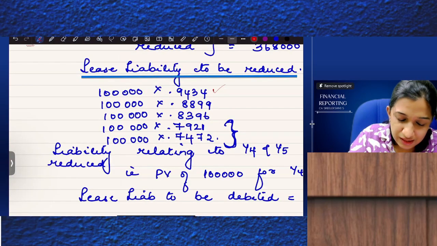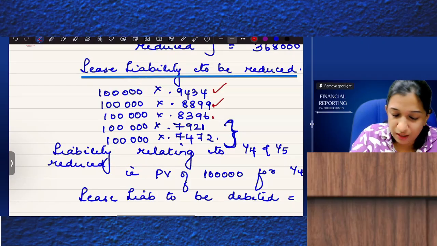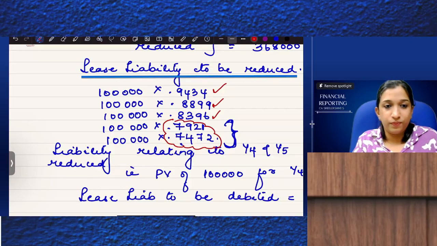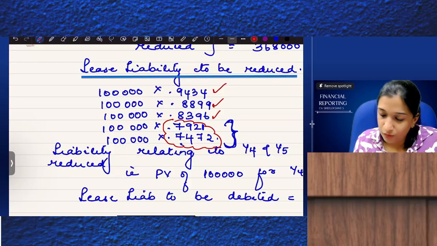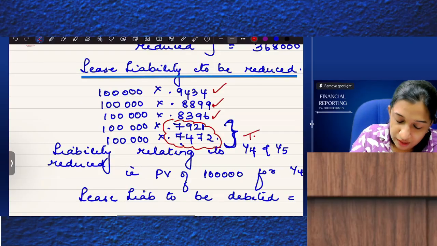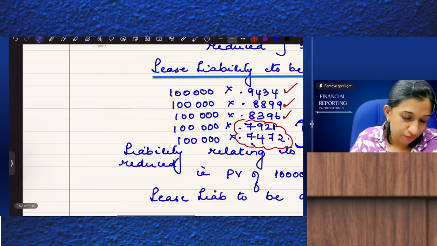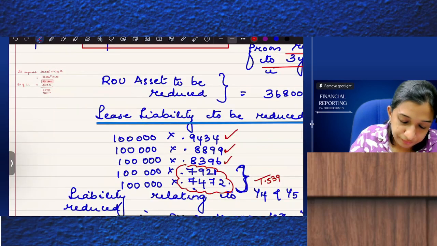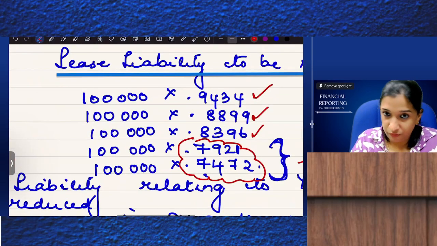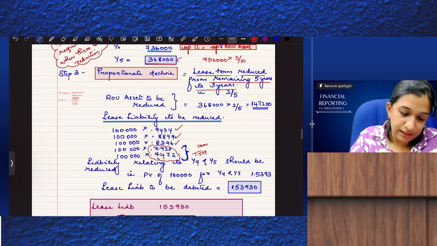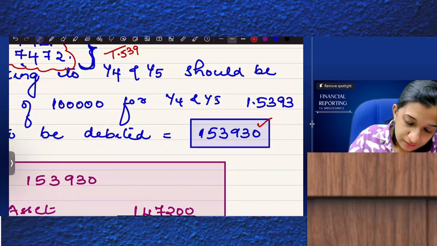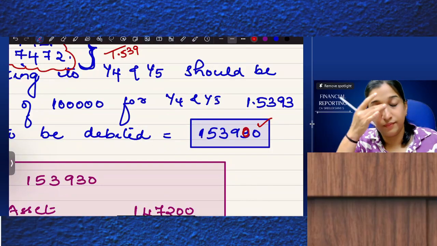everything is the same, right? First year present value, second year present value, third year present value. We don't require the last 2 years' present value. So I took the total of 0.9434 plus 0.8900 plus 0.8396, which is 2.673, and for the reduced years, 1.539. 1 lakh into 1.539. So lease liability to be debited is 1,53,900.